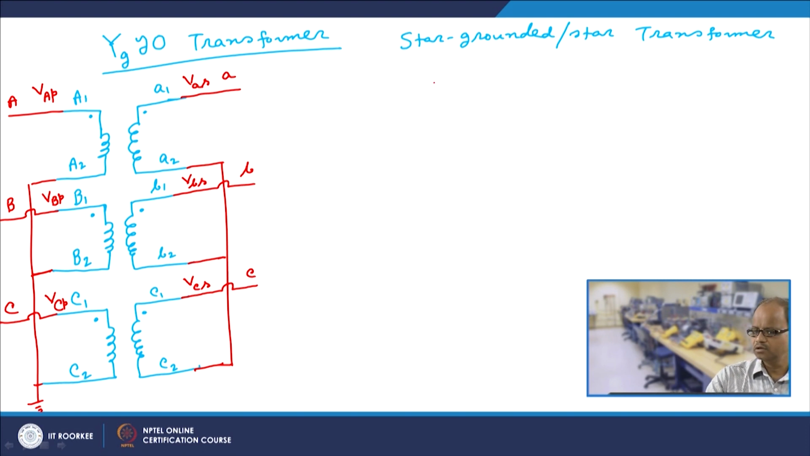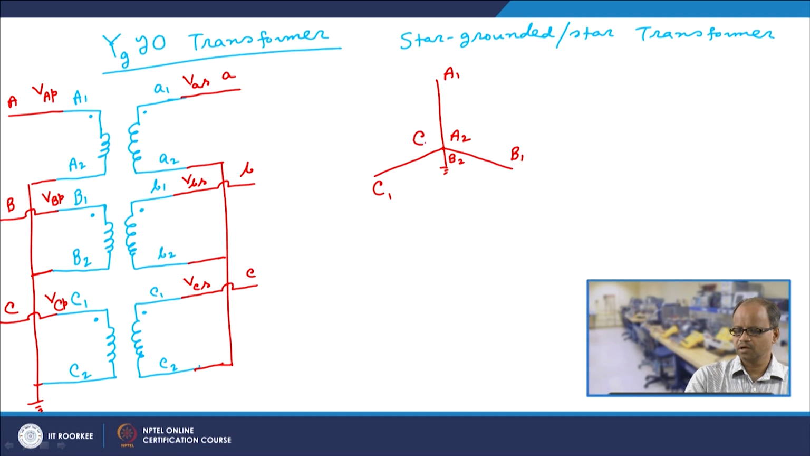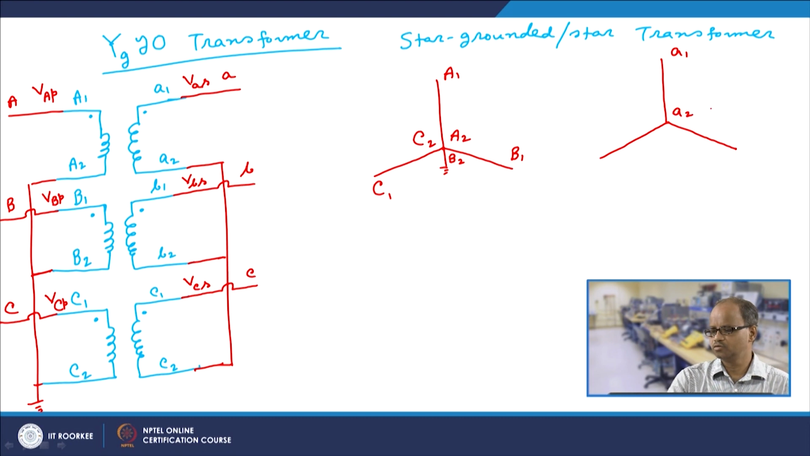Now we draw the vector diagram, which you already know. So, this is grounded, this is A1, A2, this is B1, B2, capital C1, capital C2, and at the secondary side we have the same: A1, A2, B1, B2, small c1, small c2. The only difference is that this point is not grounded.